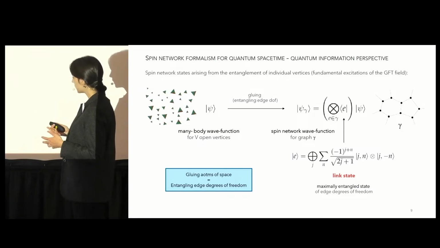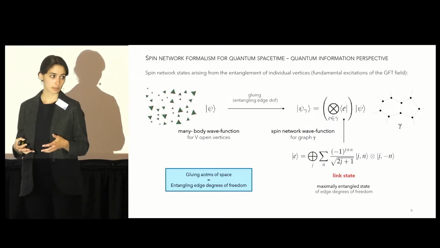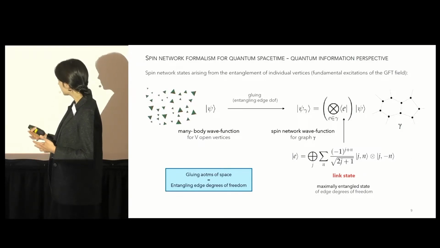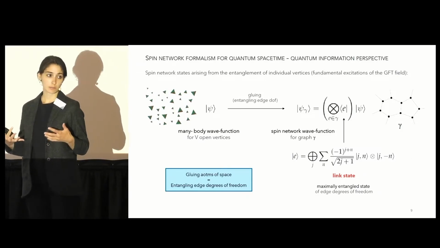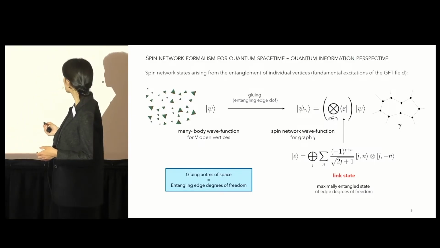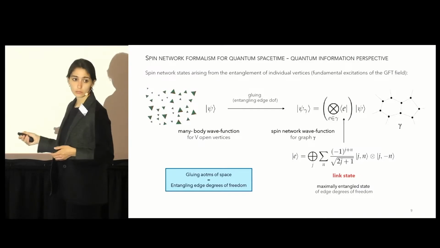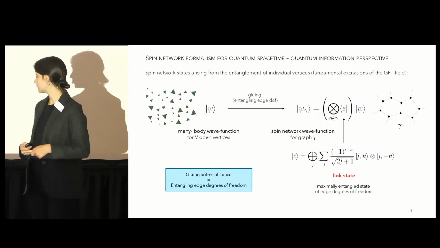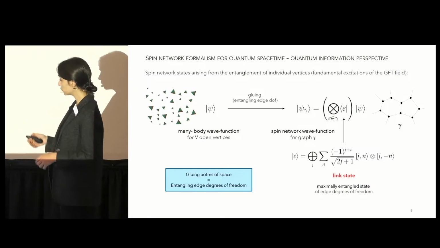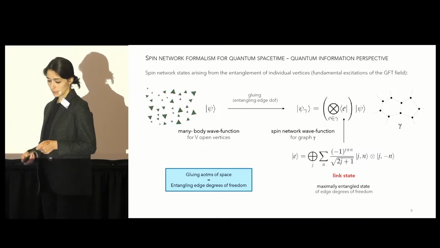So thanks to this gluing, which corresponds to the entanglement of the edge degrees of freedom, we end up with a state which is a pattern of entanglement among the space quanta, and therefore a spin network wave function for the graph with the combinatorial pattern we use to glue the vertices. So in this view, the gluing of the individual vertices is given by entanglement.